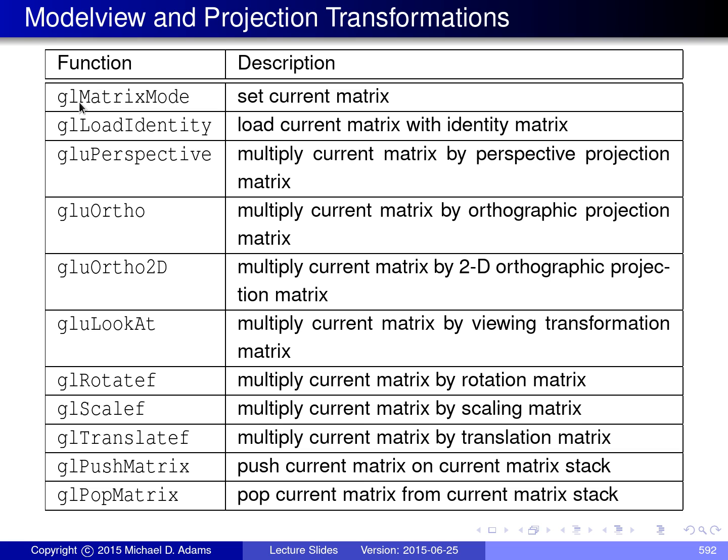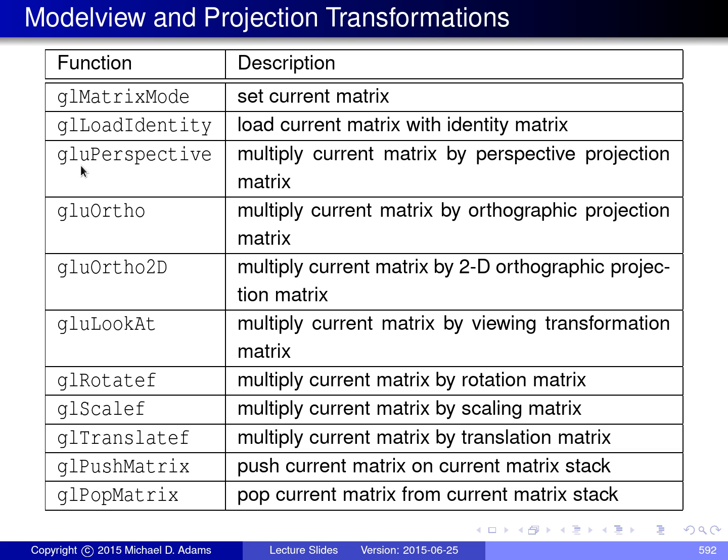Once the current matrix has been selected, then you can perform operations on it, which is what the rest of these functions do. So glLoadIdentity loads the current matrix with the identity matrix. Usually the pattern that you follow when you want to initialize one of these two matrices, either the model view matrix or the projection matrix, at the start of your program, for example, is you select whichever matrix you want to modify with glMatrixMode, and then the very first thing you do is load that matrix with the identity matrix. And then after it's loaded with the identity matrix, you multiply that matrix by other matrices to set up the particular transformation that you want.